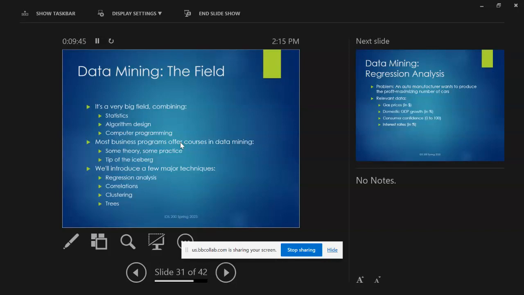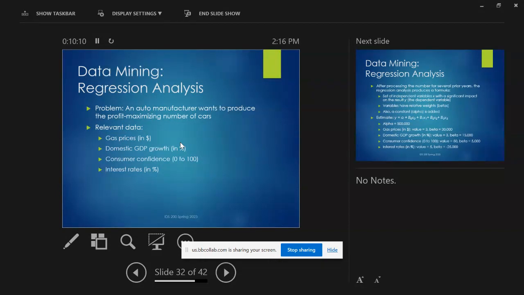And of course, you're only going to get the tip of the iceberg, right? Data mining is a huge field, and even if you take 2 or 3, 16-week classes, you're not going to get that much, right? This is the sort of thing that you're in it for years and you learn as you go along. So just for IDS 200, I'm going to introduce a few major techniques, talk about them. So let's do it.